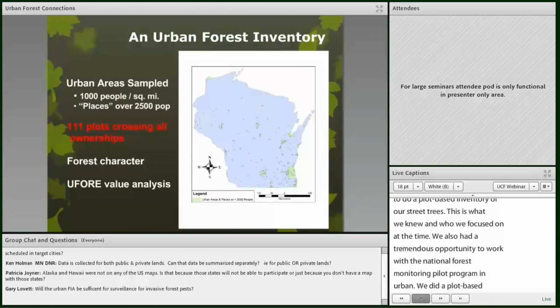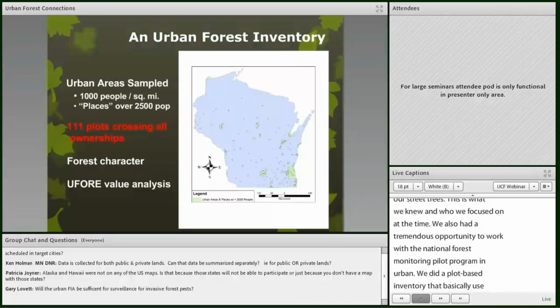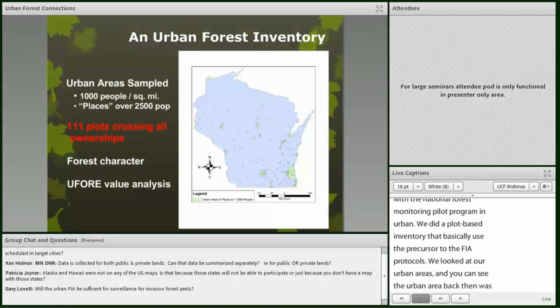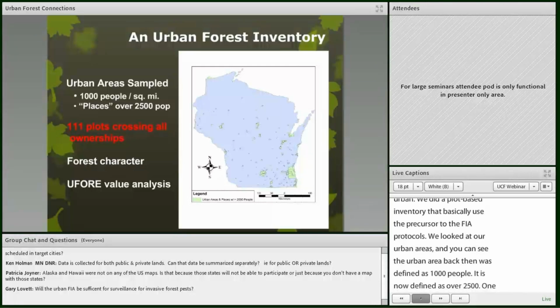So we looked at our urban area. You can see the urban area back then was defined as 1,000 people. It's now 500 per square mile, which has included a lot more of the smaller communities. And it was one plot per 6,000 acres. That gave us 111 plots, but it was across all ownerships. It wasn't just the public trees. We took data on the trees and the cover, and then we ran that data through an urban forest analysis, the U4 analysis, which was the precursor of iTree Eco.